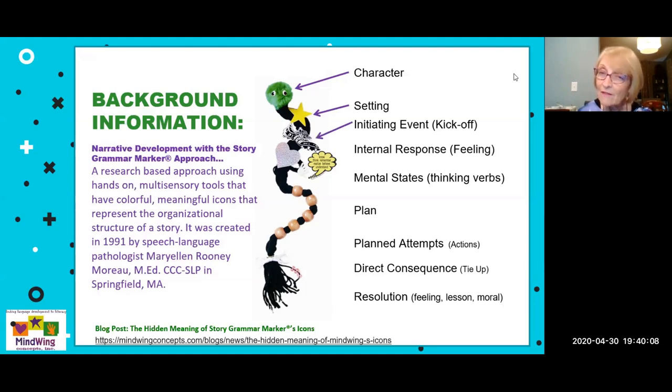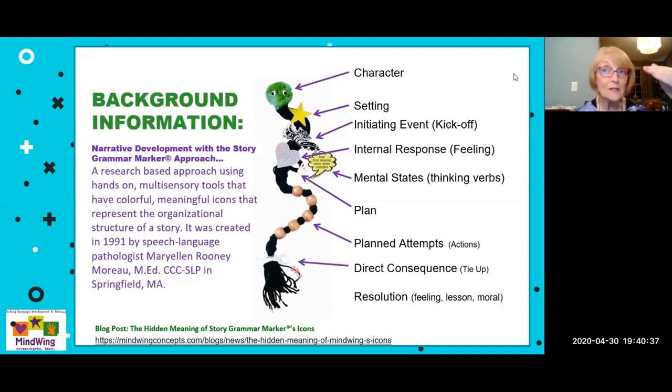But the initiating event is the problem or the excitement, something that changed the ho-hum setting. The internal response, the mental state verbs, very important to communicate our thoughts. The plan, which is a hand to stop, think, and make a plan. The attempts to carry out that plan. The bow at the end, the way things turned out, and if they were what we wanted or not.